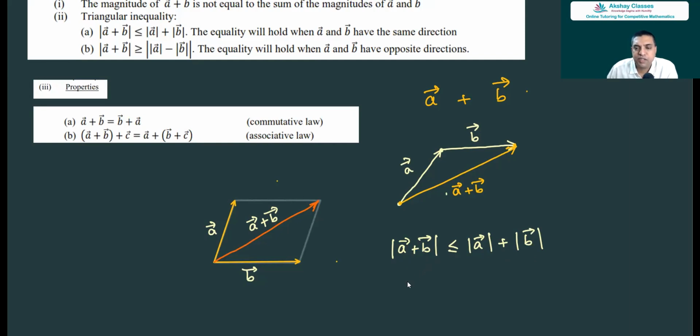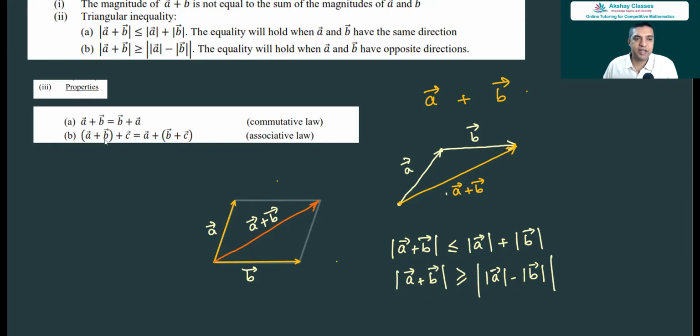And also, the difference of the two sides will be less than the third side. So the third side will be greater than the difference of the two sides. This is a basic geometric property. Now, equality will hold if they are collinear. If A and B are in the same direction or in the opposite direction, then the equalities will hold.